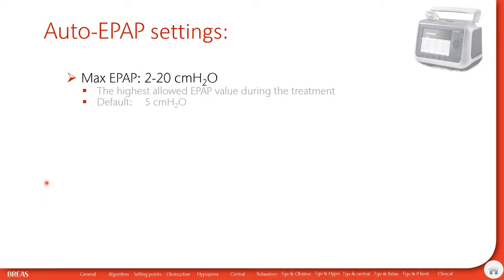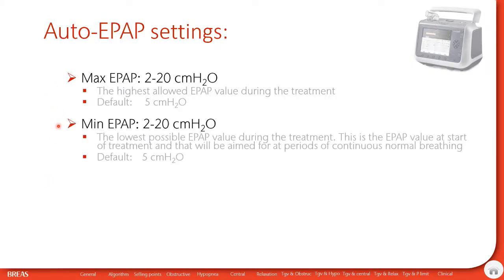When auto-EPAP is active, the actual EPAP will vary in between two limits, the so-called maximum EPAP and the minimum EPAP. The maximum EPAP is the highest EPAP which is allowed during treatment, where the minimum EPAP is of course the lowest EPAP value which is allowed to be used during the treatment. So the actual EPAP will vary in between those settings, and it will never go above the maximum EPAP setting, neither will it ever go below the minimum EPAP setting.